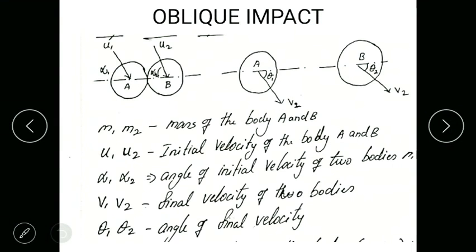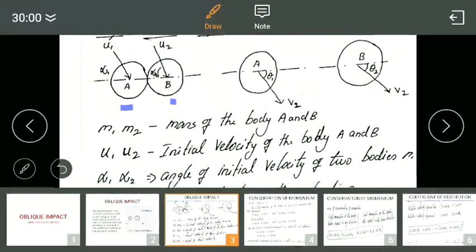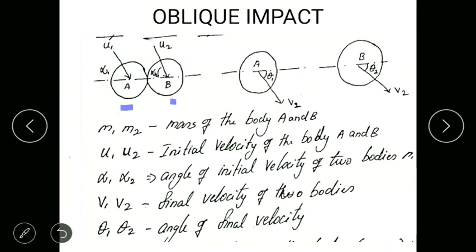So let's consider two bodies A and B with masses m1 and m2. Their initial velocities are u1 and u2. The direction of motion of the two masses m1 and m2 is inclined with the line of impact. That inclination is alpha 1 and alpha 2.